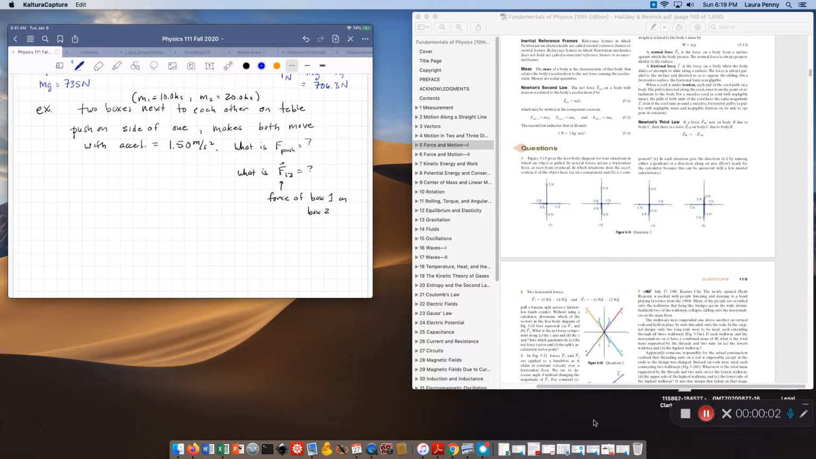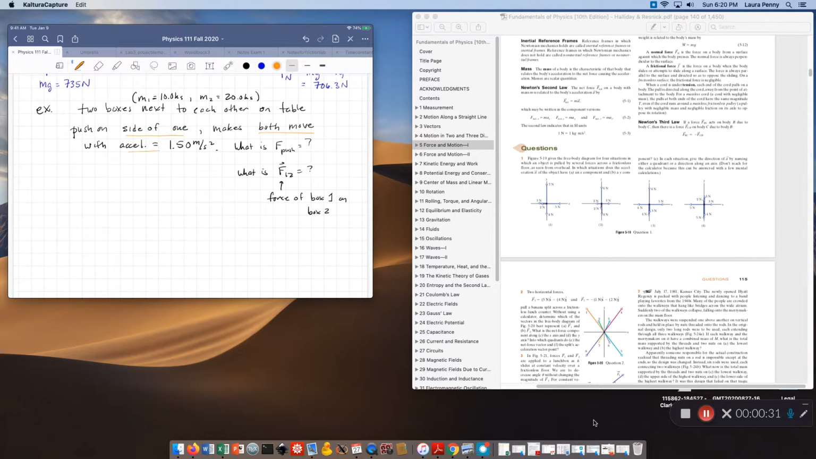Okay, so more examples of using Newton's laws to solve these problems. All right, so now I've got a situation where I have two boxes which are next to each other on a table. So they're touching each other on the table. And I'm going to push on the side of one of them, and that's going to make both of them move.